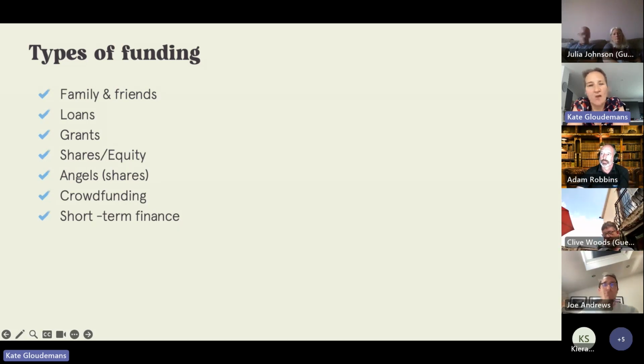Okay, so the main types of funding might be money from family and friends, loans, grants, equity. Angels are technically equity. I've just separated it for some reason on this slide. Crowdfunding. So family and friends, this could be either a loan or it could be an investment. It might be that your family or friends want to invest in your business and they'll buy some shares in the business, or they might lend you some money.